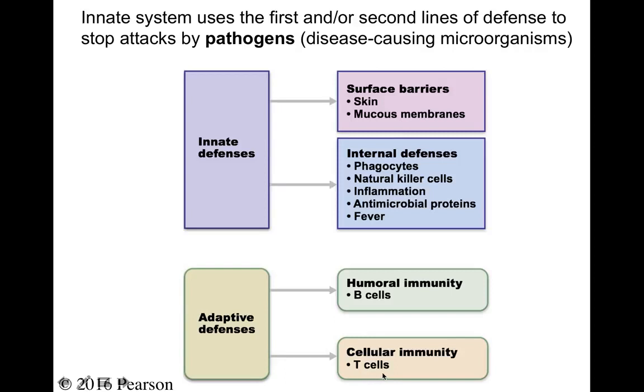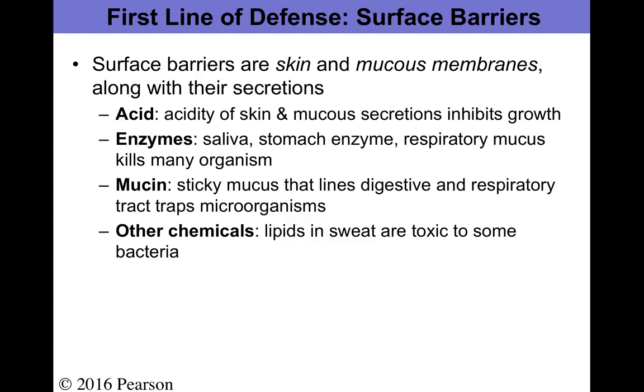Now, the defense that arises from the B cells is referred to as humoral immunity, and the defense that arises from T cells is referred to as cellular immunity. So for the rest of this lecture, we're going to be focusing on the innate defense and not the adaptive. So let's take a look at the innate immunity.